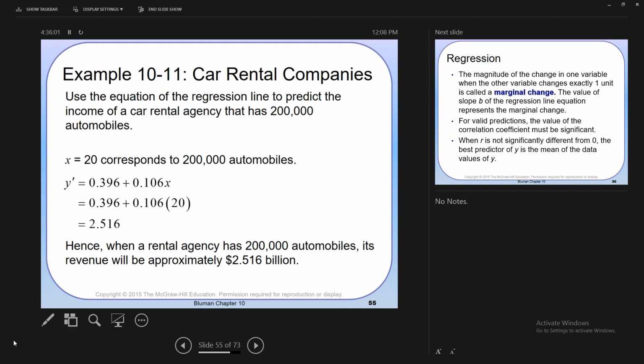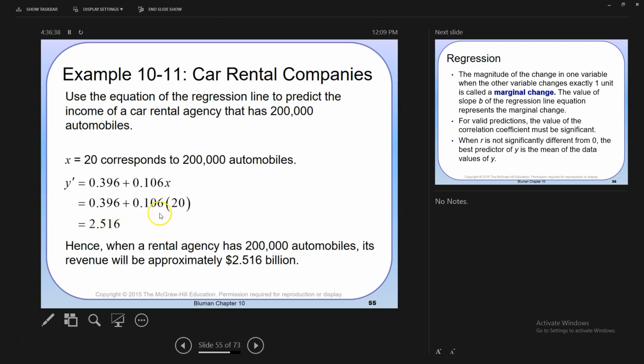And this is the second to last thing that you would be responsible for understanding and being able to do. What if I want to make a prediction? We're going to use the equation of the regression line to predict the income of a car rental agency if it has 200,000 automobiles. In this case, the data was in 100,000s, so 20 would be 200,000 automobiles. So we plug in 20 for X, and we calculate that, and we find that we get 2.516.